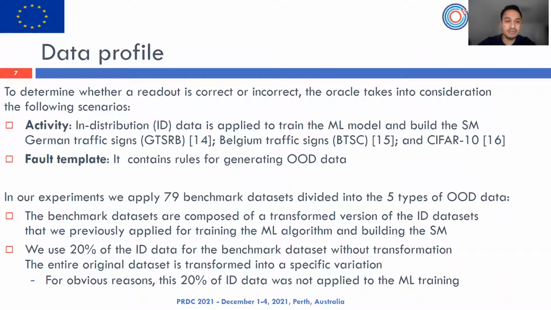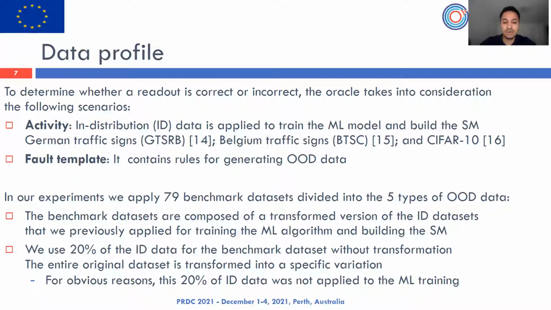For example, for a data profile, we applied as the in-distribution data set the German traffic sign, containing 43 classes, the Belgian traffic sign, containing 62 classes, and CIFAR-10, containing 10 classes. And we applied the full template that contains 5 types of OOD data. And in the end, we produced 79 benchmark data sets.